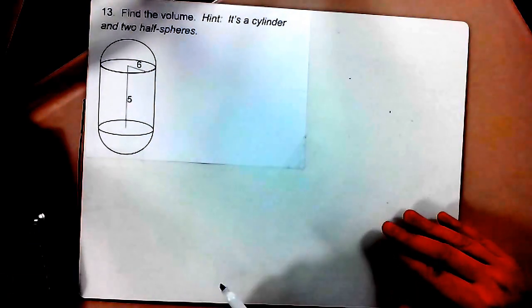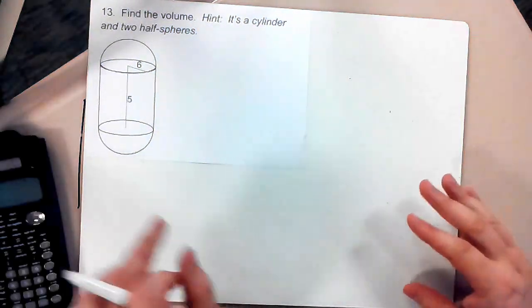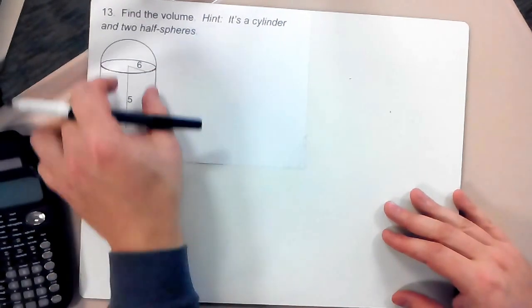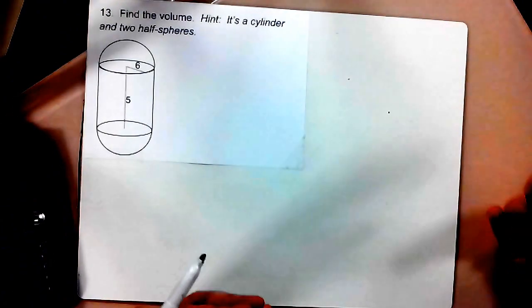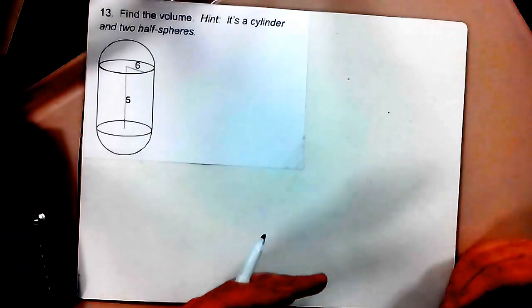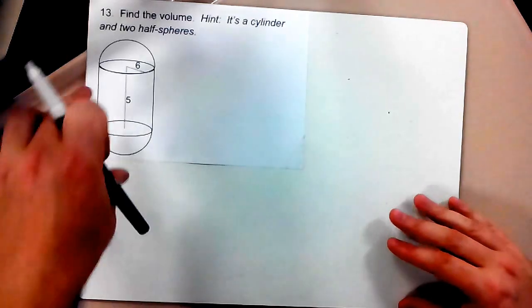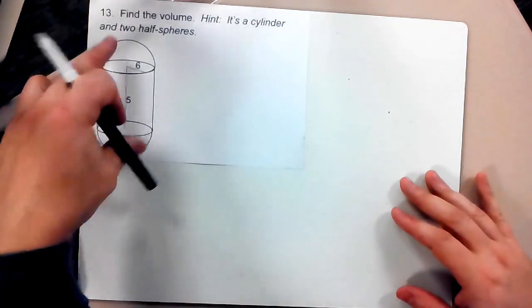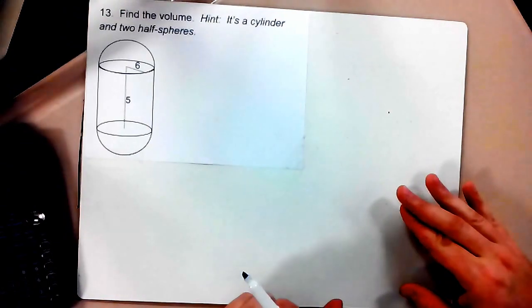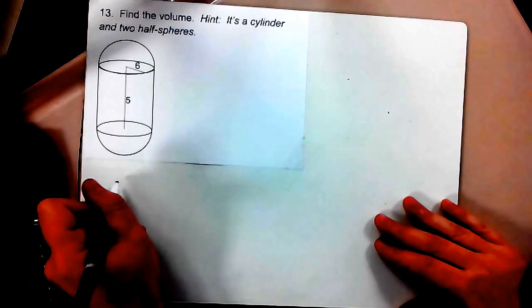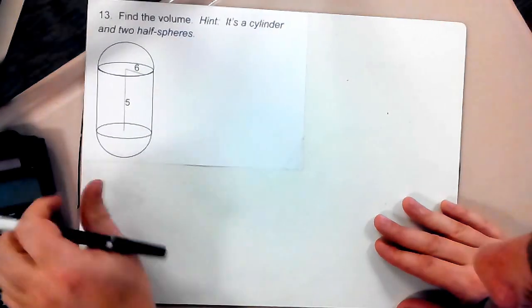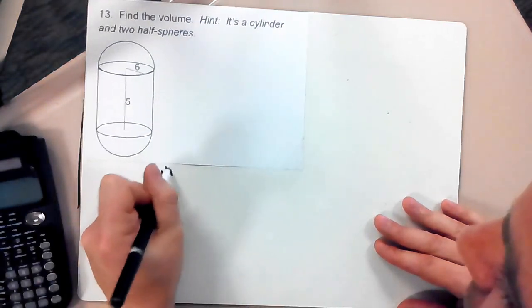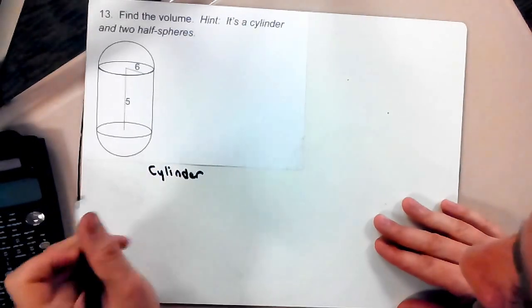Here we have a capsule, and I need to find the volume of it. A capsule is comprised of a cylinder and two hemispheres. Two hemispheres together are a sphere. So all I really have to do is find the volume of a sphere, the volume of a cylinder, and add it together. So let's find the volume of this cylinder first. So this is going to be the cylinder. Let me label that. This is the cylinder first.